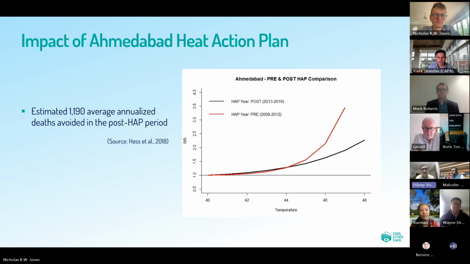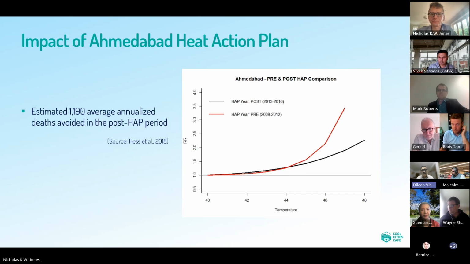When we looked at the impact after 3 years of implementation, what we saw was that the risk of mortality substantially reduced beyond 44 degrees centigrade. And a preliminary assessment showed that almost 1,200 annualized deaths were saved in the whole summer each year following the heat action plan. So this shows how a simple heat action plan in a low resource setting can work to prevent heat-related mortality.